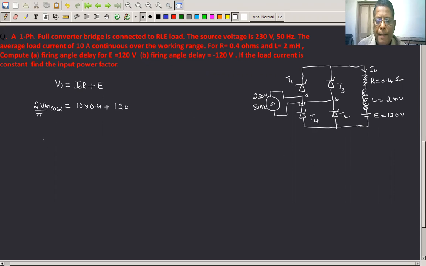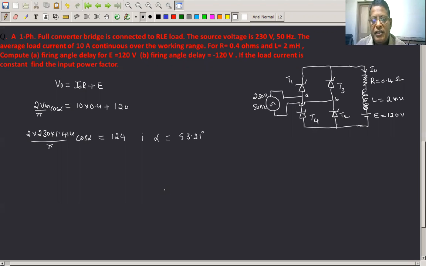cos alpha. 2 into Vm, nothing but the maximum input voltage, 230 into 1.414 divided by pi cos alpha equal to, see how much value you're getting, it means 124. If you find the alpha, you're getting the value alpha equal to 53.21 degrees.